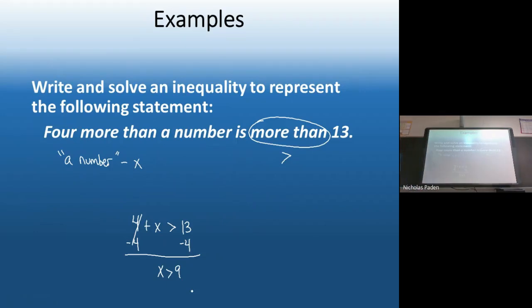If we were to graph this, would it be an open circle or a closed circle? Well, it would be at 9, an open circle. And then if X is greater than, will we shade to the right or to the left? We would shade to the right because X is greater than. Okay, so we don't have to graph that one, but that is writing and solving an inequality. And remember, we don't want an equal sign. It'll be one of those 4 inequality symbols that we talked about at the very beginning.